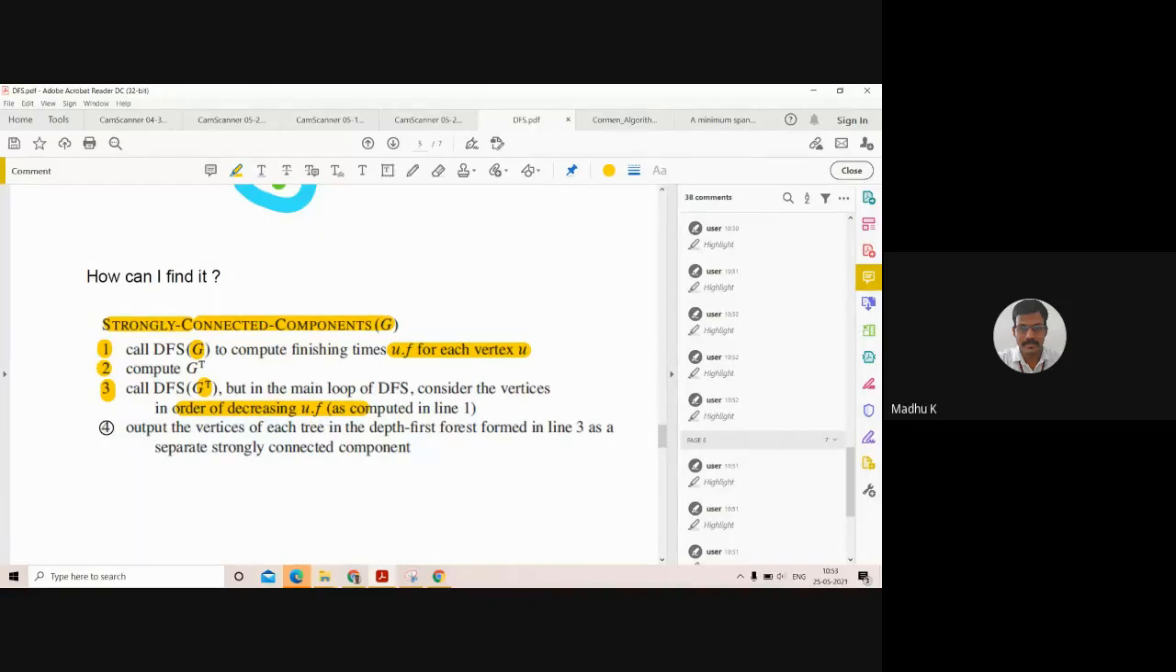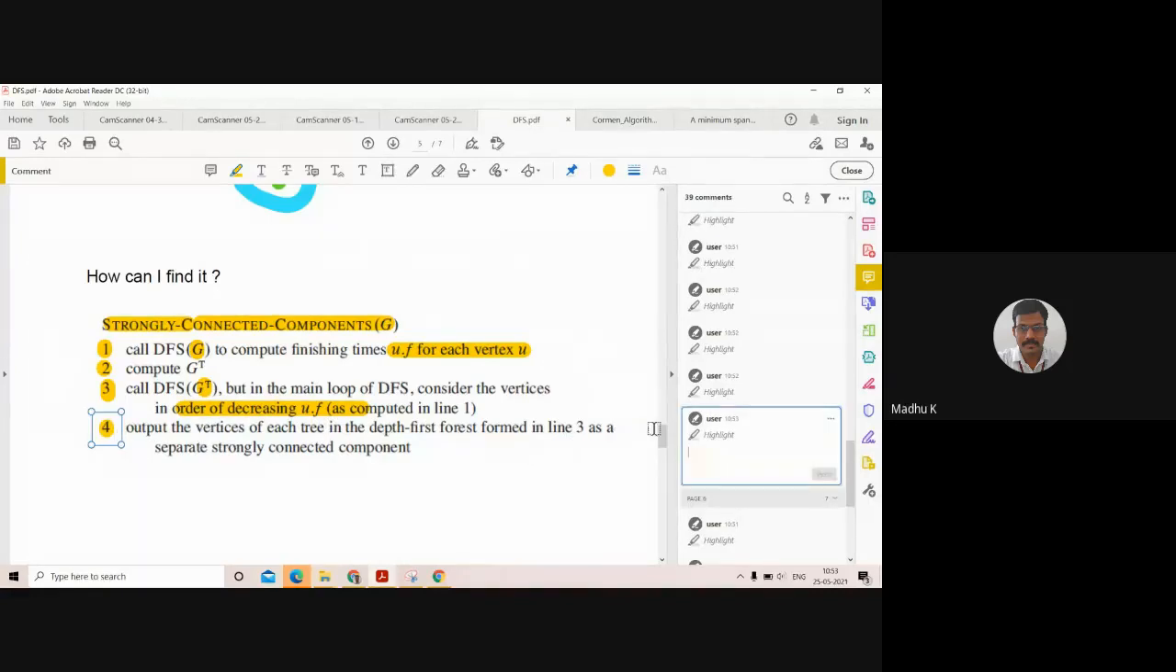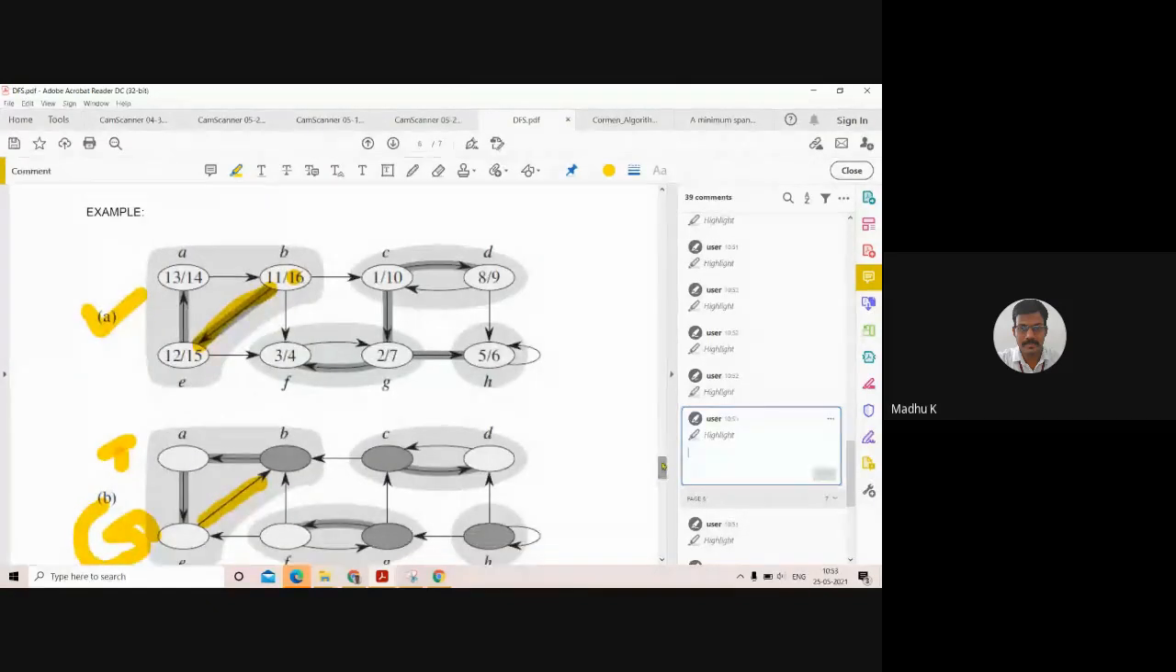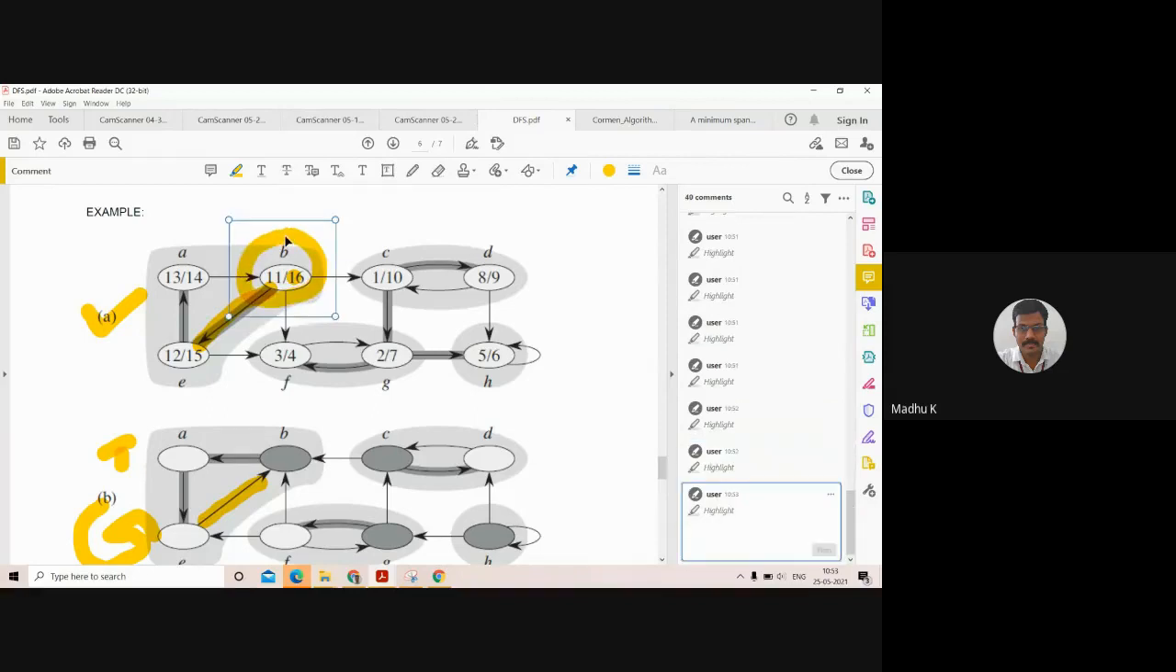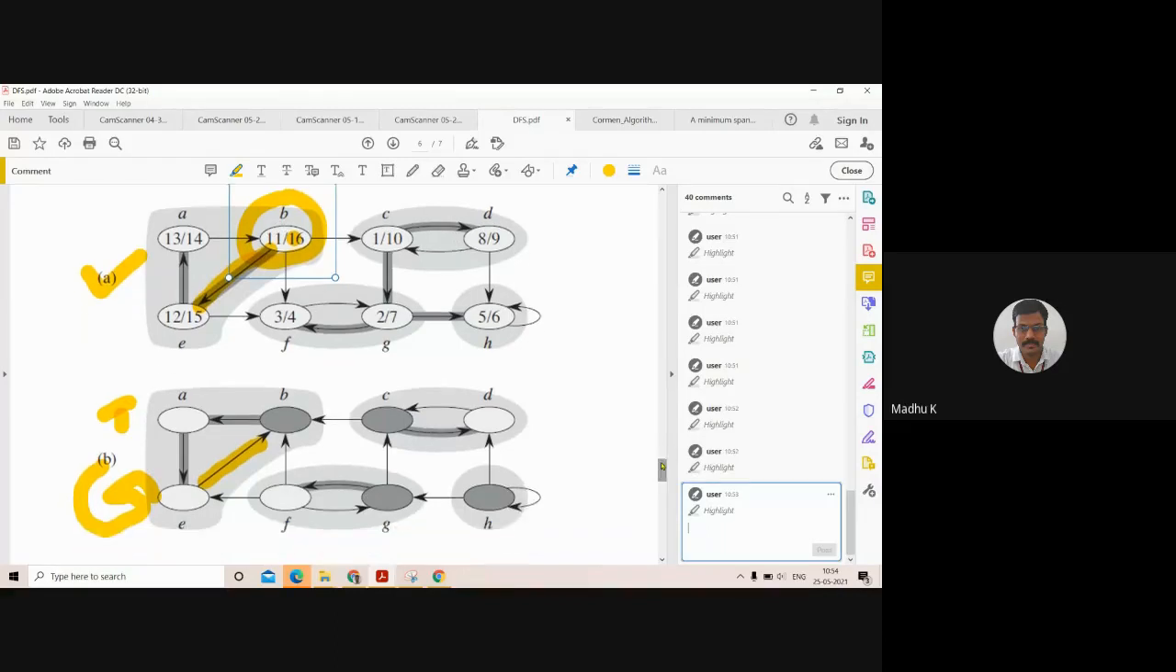Then do it. And the last step, we want to output the vertices. Now I'm going to this concept. You can note here, this is 16, which means B is the first finished vertex. That is, in this graph, the finishing time of B is 16, which means it is the first finished vertex. So I want to perform DFS from this vertex first. Since B is the first finished vertex, I must perform DFS from that vertex.